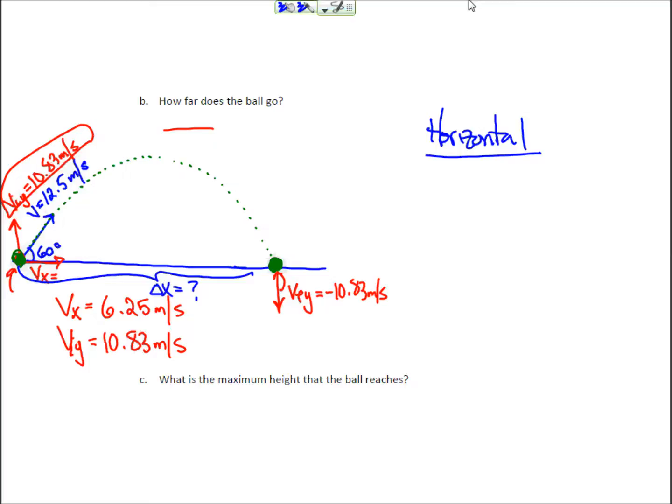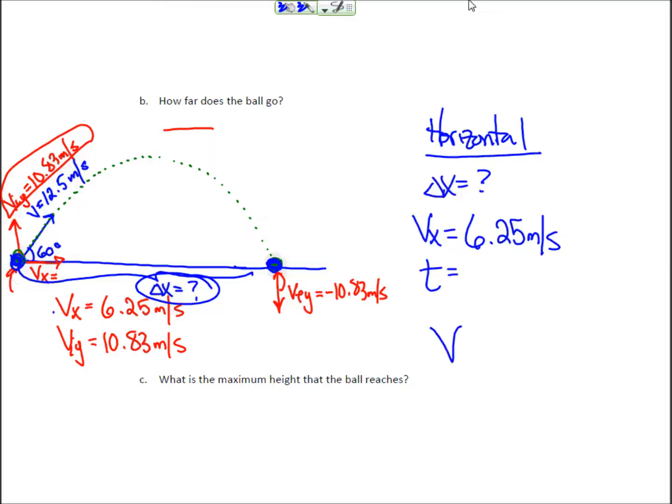Now our starting and ending points are the same here still. Here's my start, here's my end. And the displacement between there, delta x, that's what we're looking for. So delta x is my unknown. Now one of my givens is my horizontal velocity. I calculated it earlier, 6.25 meters per second. So all I need is the time to be able to solve for my displacement.